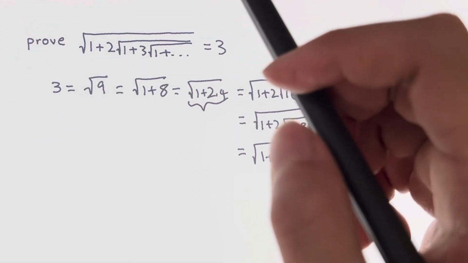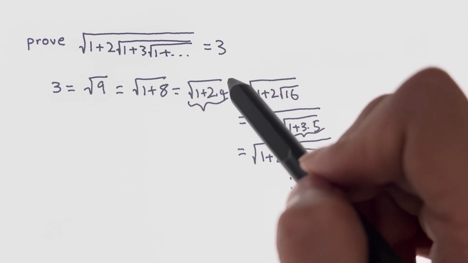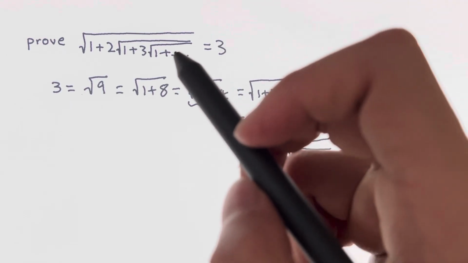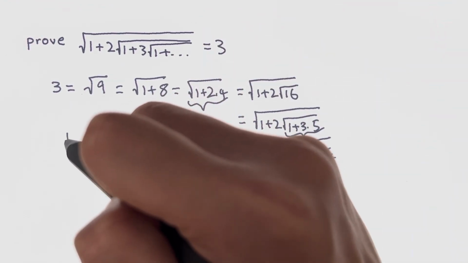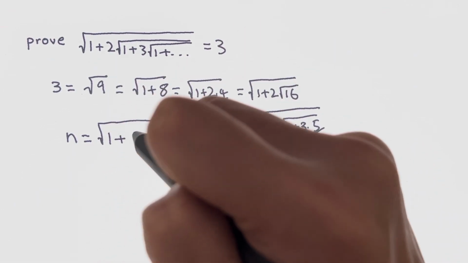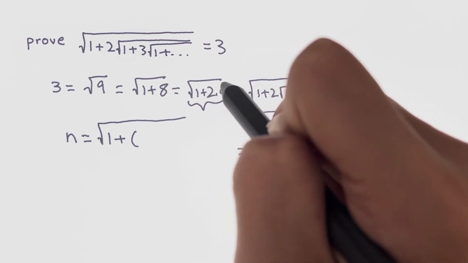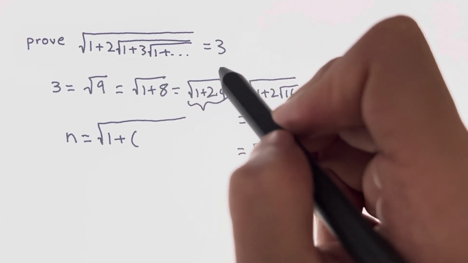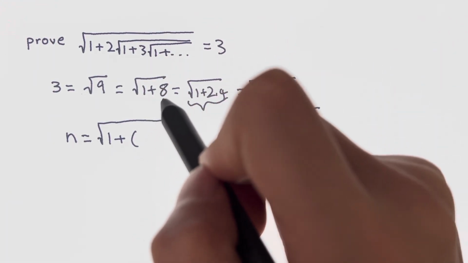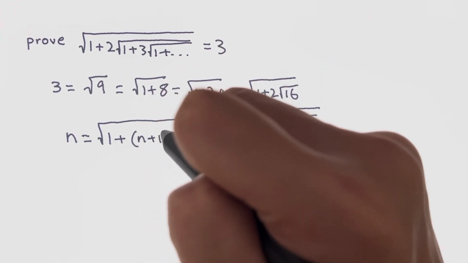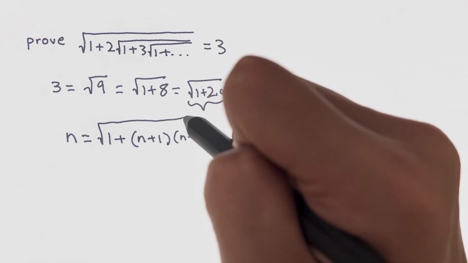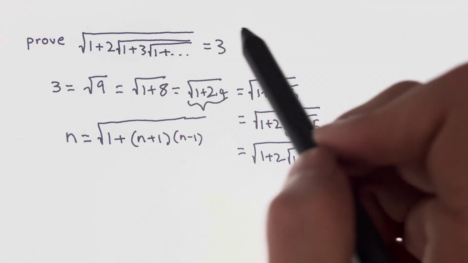Well, notice that we broke down 9 into 1 plus 2 times 4, and so on. So if we let 9 here equal to a general value n, well, we want to prove that n will equal to, in this case, 1 plus n minus 1 times n minus 2. So then we'll get that. So we have n plus 1 times n minus 1. And in this case, n will be the square root of 9, which is 3.